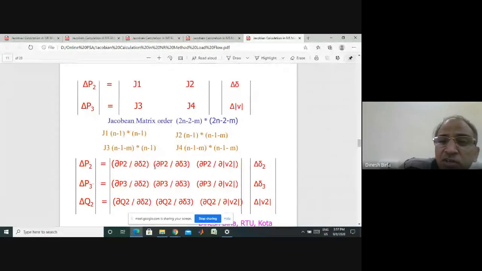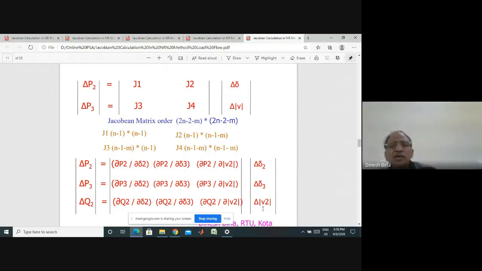And on the extreme right, corresponding to P2 we have the angle delta 2, corresponding to active power P3 we have got the angle delta 3, and corresponding to Q2 we have got V2. The reason for associating the angle delta with respect to active power and the voltage with respect to reactive power is that the active power depends on the angle or frequency, and the reactive power depends on the voltage.